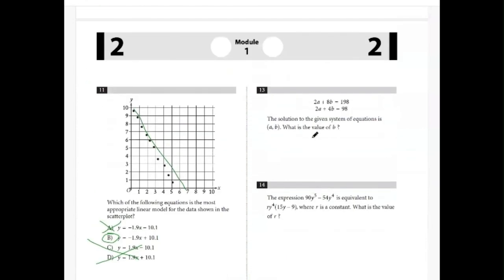Okay. Question 13. The solution to the given system of equations is A comma B. What is the value of B? Get rid of the A's immediately. So 4B is equal to 100. This is the subtract sign here, and B is equal to 25.